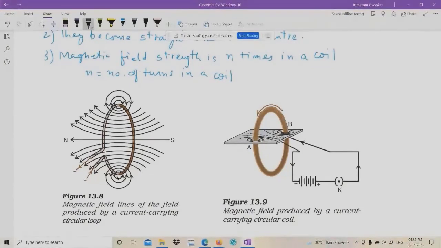Similarly at this end also, these concentric circles become bigger and bigger, and when they reach the center, these concentric circles are so big that they are almost straight lines. This is at every point. That means near the conductor, the magnetic field lines are more, or the magnetic field strength is more. But as we go away from the conductor, the magnetic field strength becomes lesser and lesser.